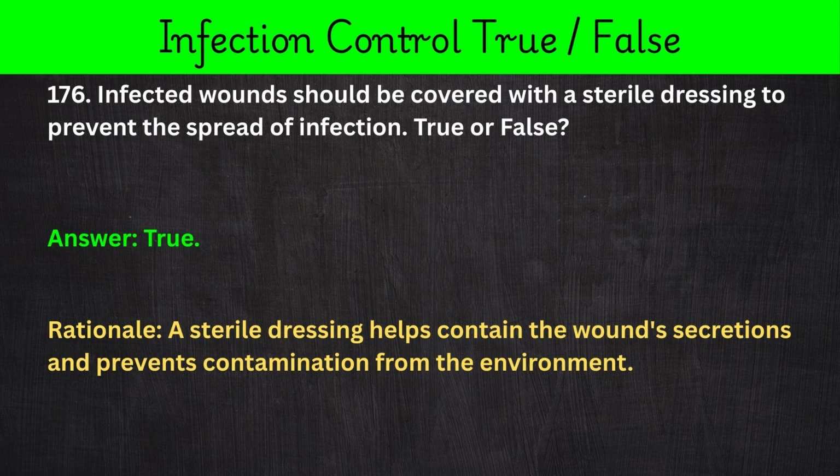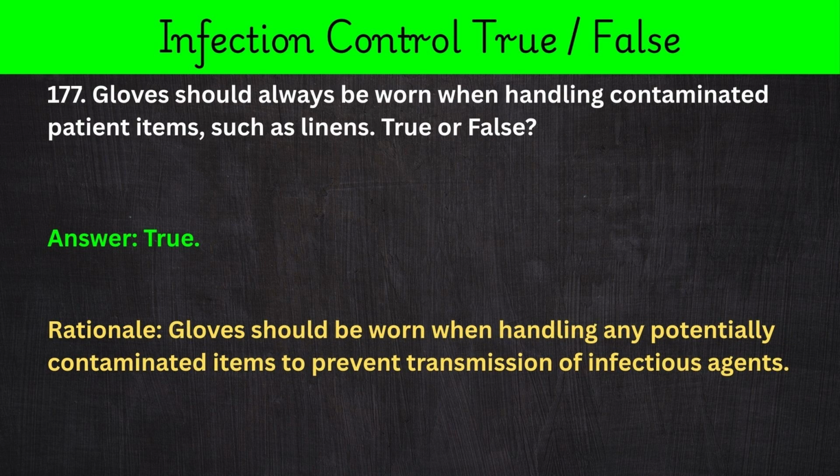176. Infected wounds should be covered with a sterile dressing to prevent the spread of infection. True or false? Answer: true. Rationale: a sterile dressing helps contain the wound's secretions and prevents contamination from the environment.